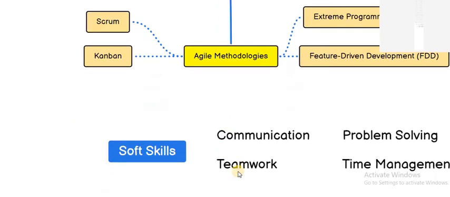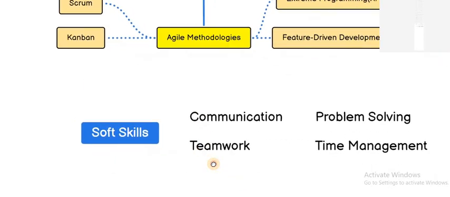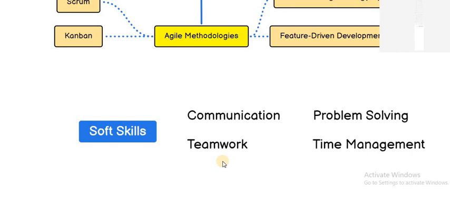And now the most important thing is soft skills, right? In industry, you should have some soft skills, like you should have good communication skills, good problem-solving skills, then good teamwork and best time management, right? So you should learn all those things.